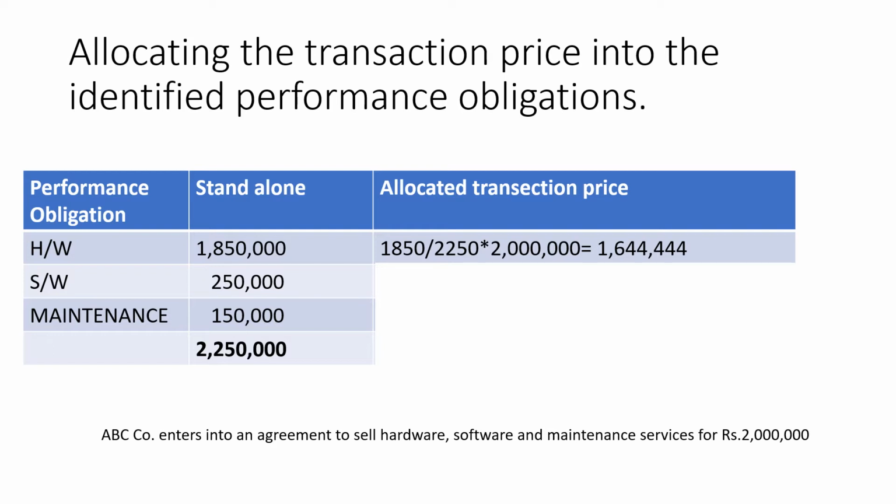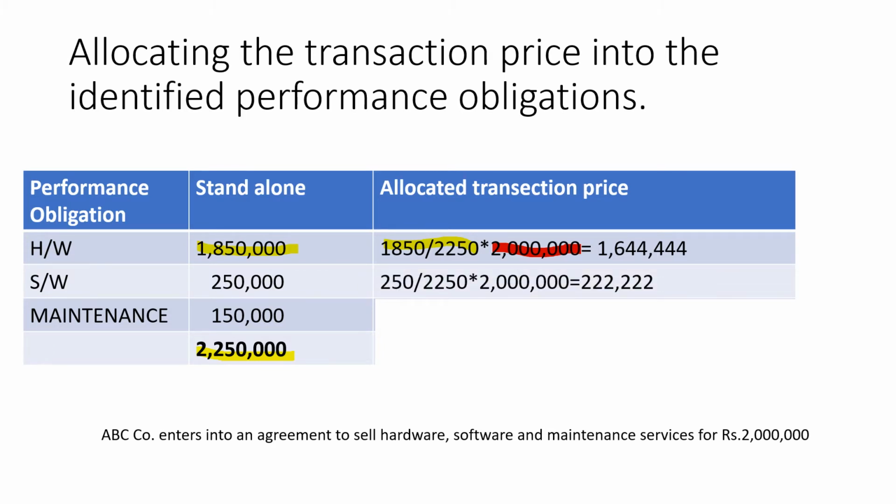So the hardware cost is 1,850,000 from 2,250,000. So we are going to take the proportion of that one and then we are going to multiply it with the agreed price of 2 million. Then we are getting the transaction price as 1,644,444. Now let's see the next one for software.